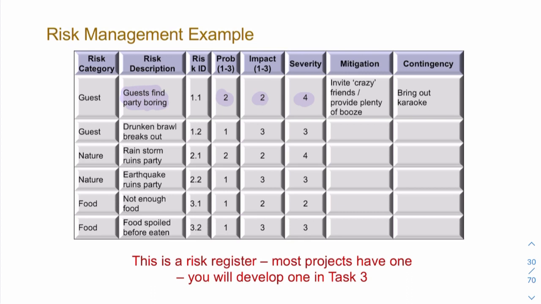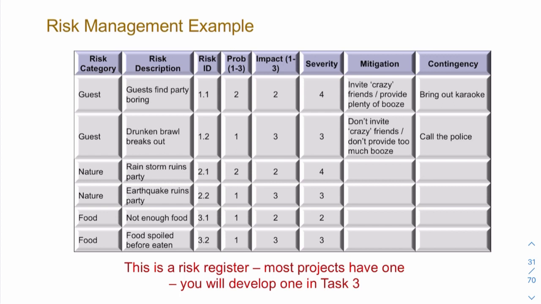So what we're now creating is something called a risk register. And this is something that you'll be doing very, very soon. And we can go through this line by line. So what would happen if there was a drunken brawl, a drunken fight? Well, if you don't want that to happen, so mitigation means you don't want that to happen, what can you do to avoid that happening? Well, don't invite crazy friends, because it's these crazy friends who are likely, in this scenario, to make that happen.